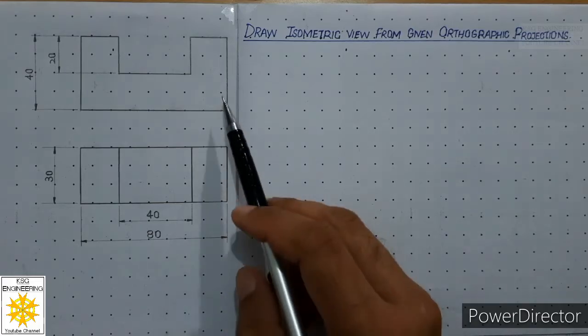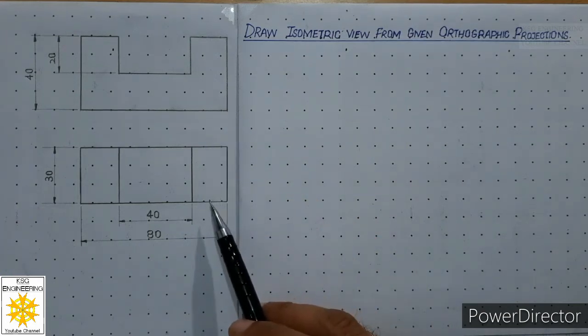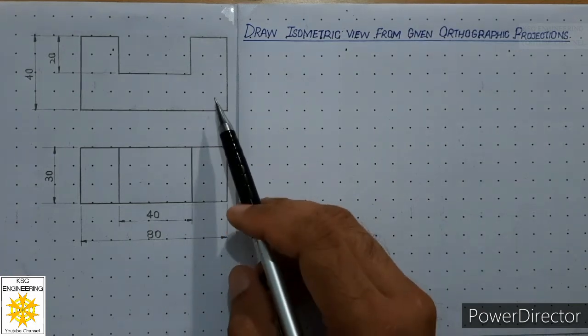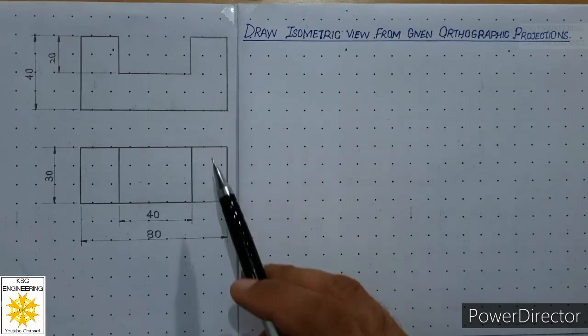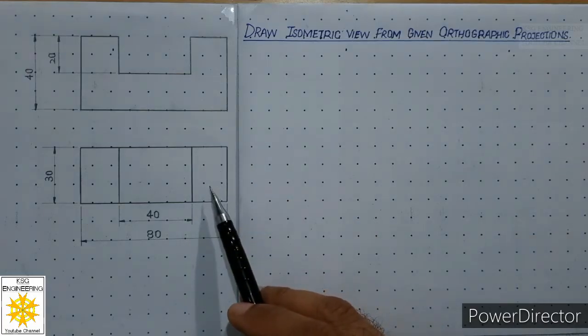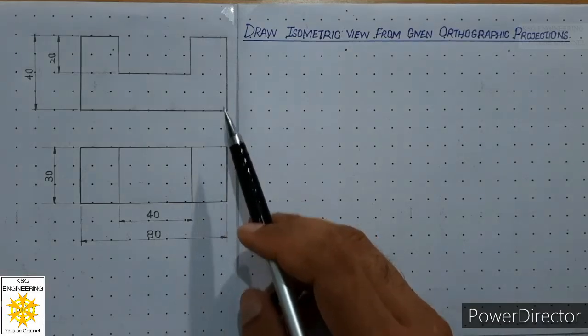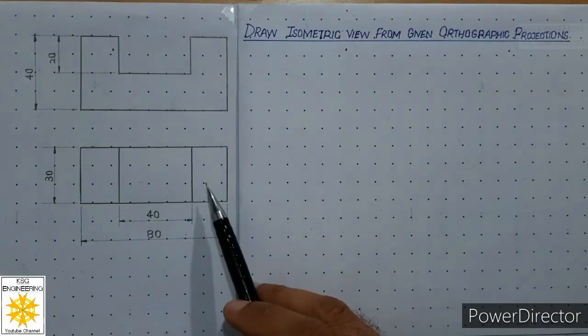Now if you will see these two views carefully, then you will find that this is the front view of the object and this is the top view of the object. So first step is identify front and top from the given orthographic projections.